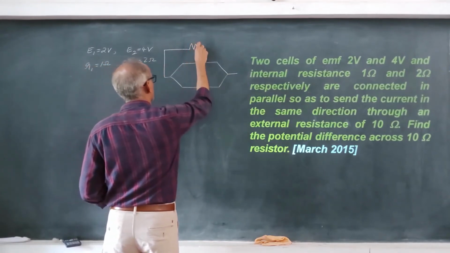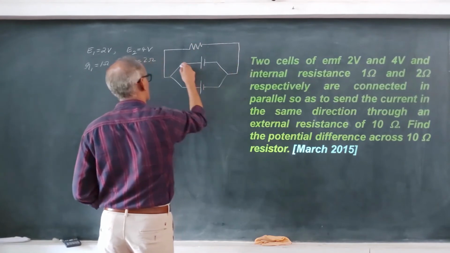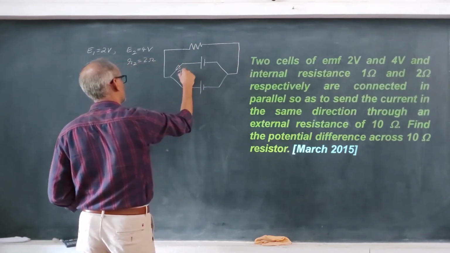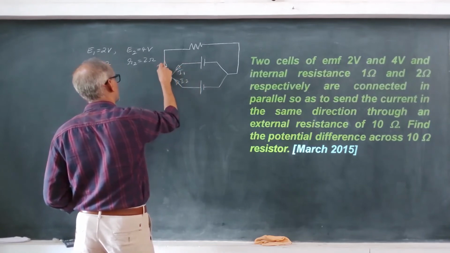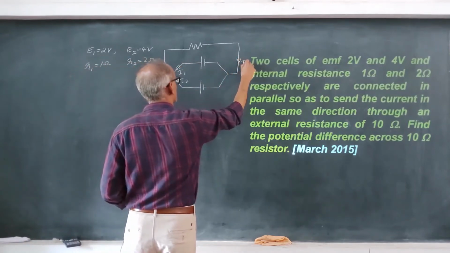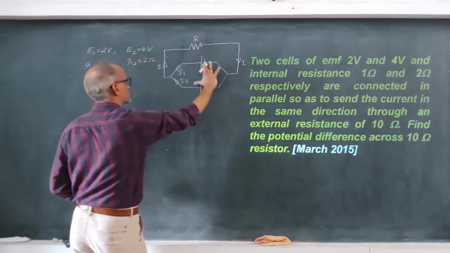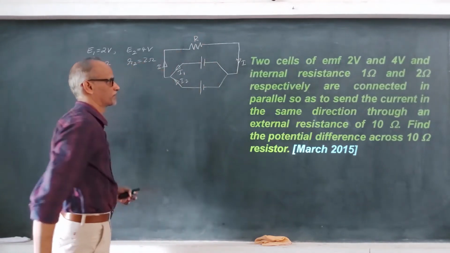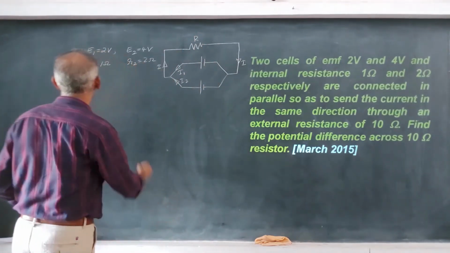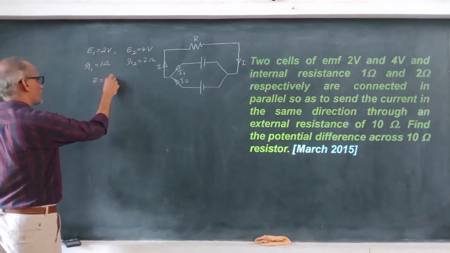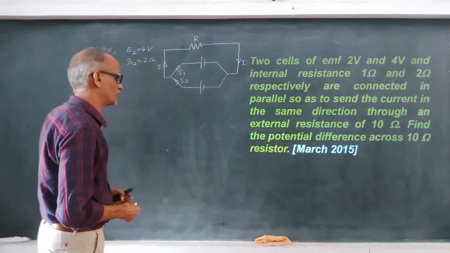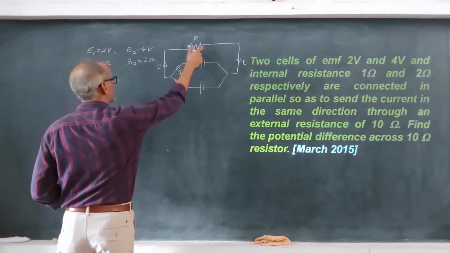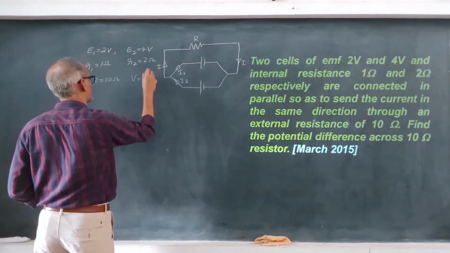They will send the current like this, I1 and I2, and they add up to give a main current like this. So, this is how they send current in the same direction, through an external resistance of 10 ohm. So, external resistance R is given, which is 10 ohm. Find the potential difference across the 10 ohm resistor. We need to find V.